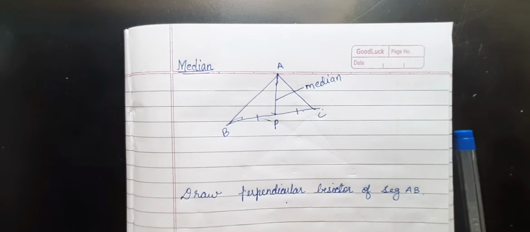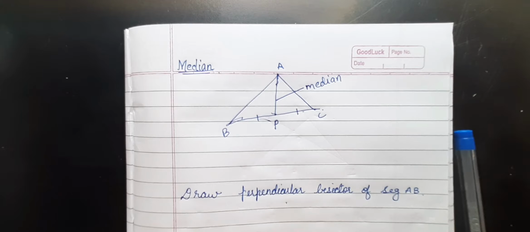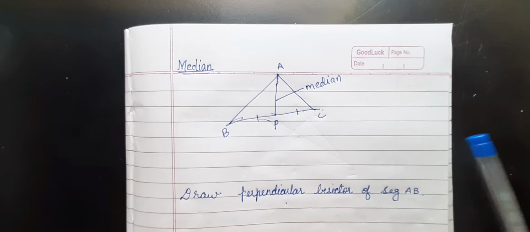For an obtuse angle triangle, the altitude lies outside the triangle. For an acute angle triangle, it lies inside the triangle. And for a right angle triangle, it lies on the vertex where the perpendicular is drawn, where the two sides are perpendicular to each other. Now we come on to the next topic, that is median.